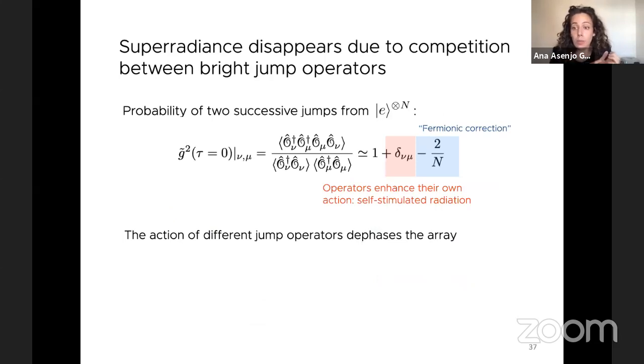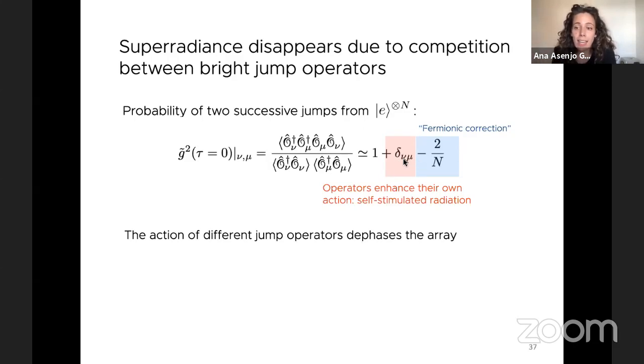So one can calculate the probability of two successive jumps starting from the excited state. It's this equation here, and this gives this solution. One term is not really important. We have a fermionic correction that tells us that we cannot place two excitations in the same atom. They have to be distributed in the array.